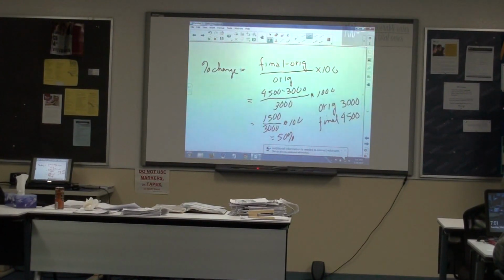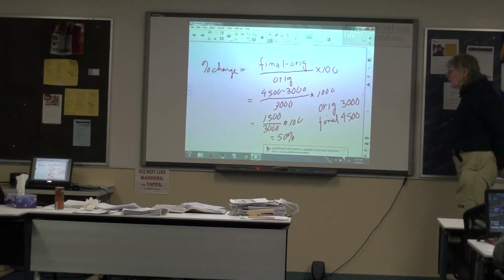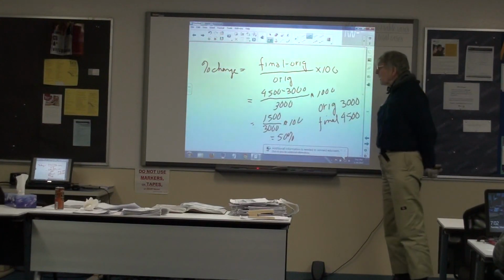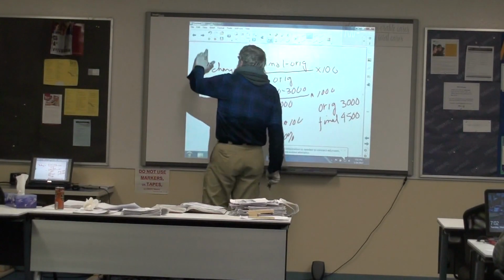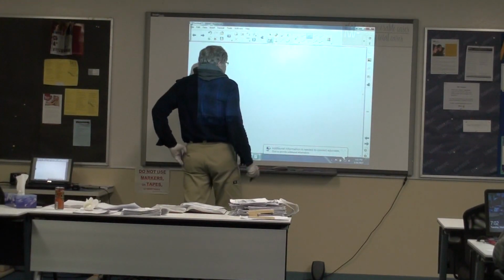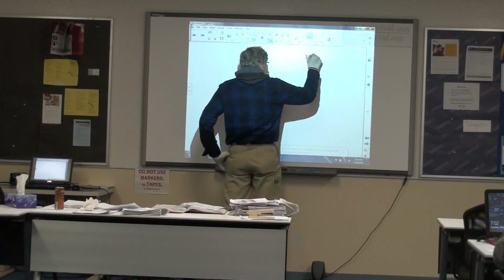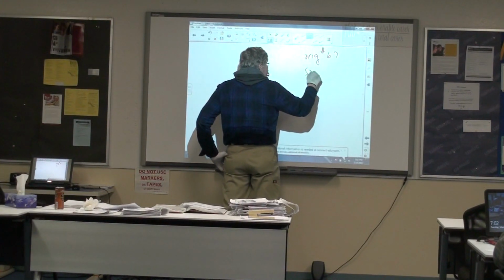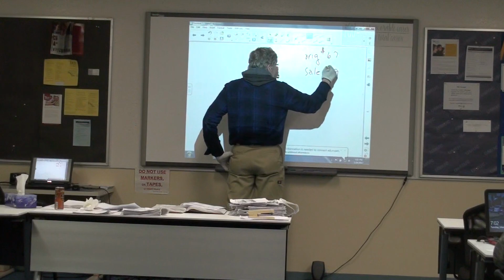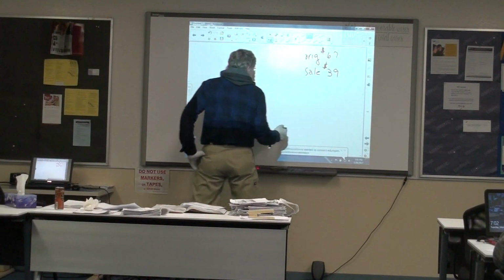Now, you use the same formula for increases or decreases. The same formula works automatically, and if it was a decrease, then it will automatically come out to be minus. So let's take another example. The original price of a jacket was $67. The sale price was $39. What was the percent change?